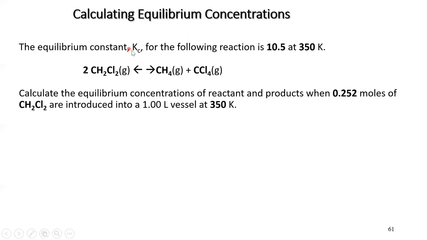Okay, it gives us the equilibrium constant. Okay, so K equals 10.5. We've got our reaction at equilibrium. It says calculate the equilibrium concentrations of reactants and products when 0.252 moles of reactant, CH2Cl2, is introduced into a container. Well, it doesn't mention the CH4 and it doesn't mention the CCl4. They're zero initially. If it doesn't mention it, it's not in the container to begin with.